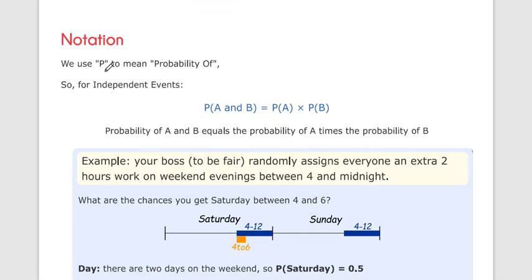Notation: how do we note it? We use P to mean probability of. So for independent events, P of A and B is equal to the probability of A multiplied by the probability of B.